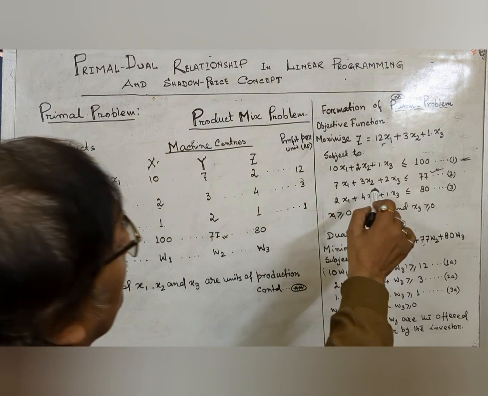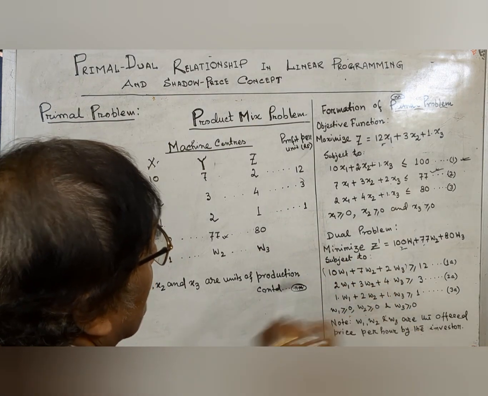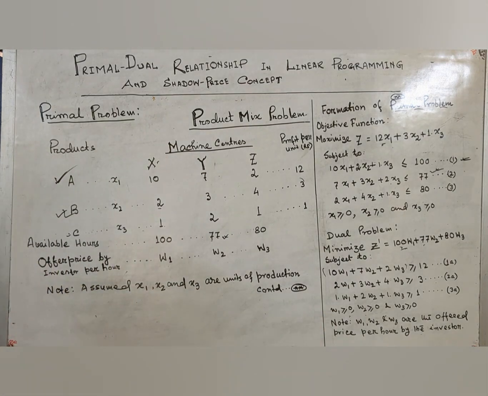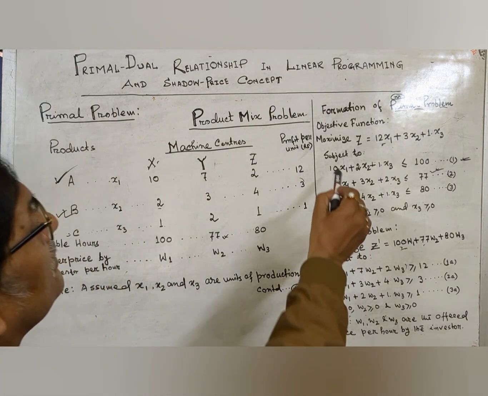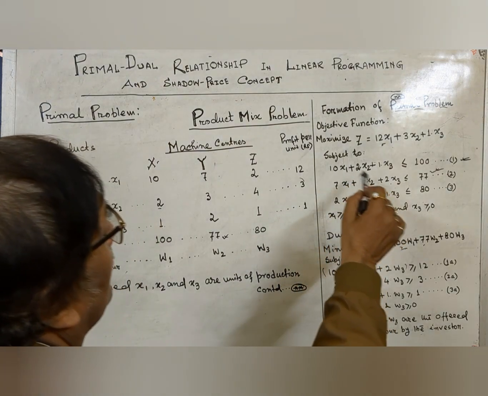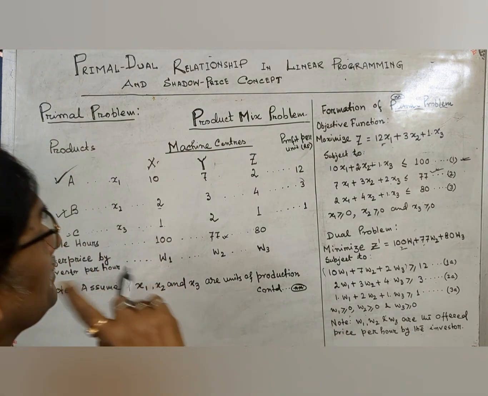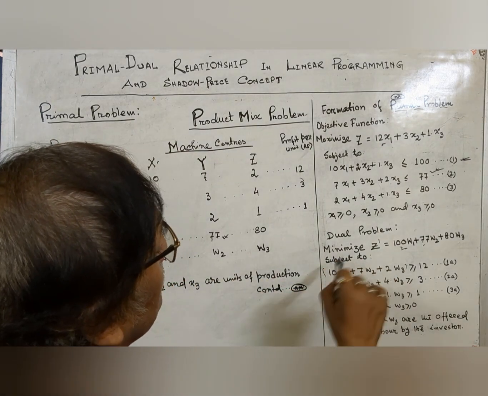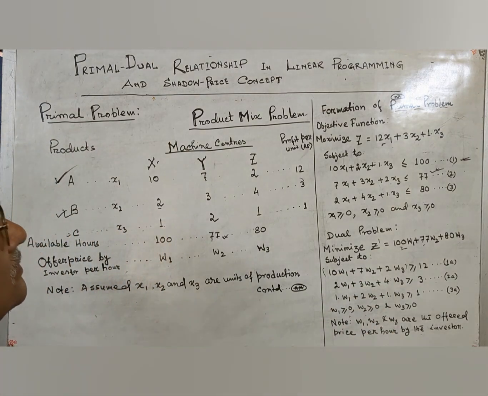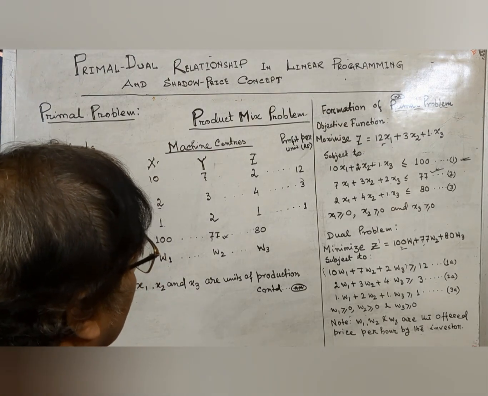There is a mathematical relationship between primal and dual that I will discuss later on. After solving, we can see that the maximum value for the primal problem is the same as the minimum value of the dual. That I will show you later on. And from this, we will get the concept of shadow price. That will also be discussed. Thank you.